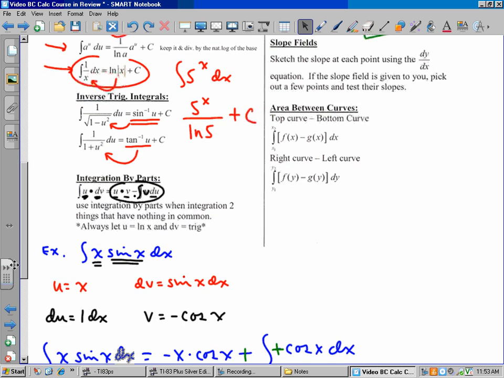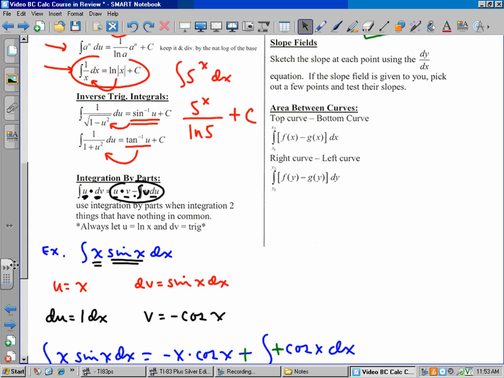Slope fields. A lot of times they'll give you the slope field, and you'll need to figure out which derivative it matches up with. So a lot of times what I do is I pick a point in one of the 4 quadrants, I approximate the slope of that point, and then I go through the choices and figure out what choices have a slope that is close to what my approximation is.